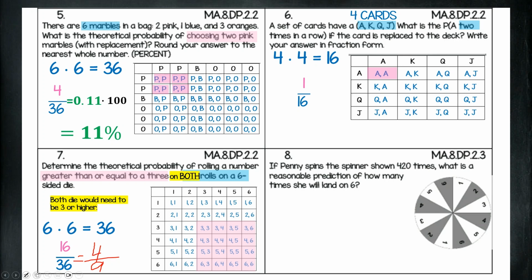All right. Now that I can turn that off. So if Penny spins the spinner shown 420 times, so she's spinning this spinner 420 times, what is the reasonable prediction of how many times she will land on 6? So 420 is going to be what we're multiplying by once we have the theoretical probability. So how many times will she land on 6 if this is her given spinner? Well, we have a 6 here and a 6 here. So 2 out of 12, because there are 12 sections on this spinner. So 2 over 12 multiplied by 420 is equal to 70.